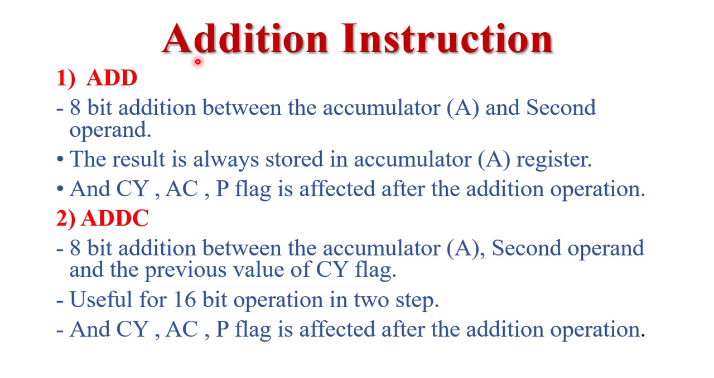Now the first instruction is the addition instruction. In the addition instruction there are two types: first is ADD, that is addition, and second is addition with carry, that is called ADDC. In the case of ADD, 8-bit addition between the accumulator and the second operand is performed and the result is always stored in the accumulator register. After the operation, the carry flag, auxiliary carry flag and parity flag are affected. So these are the important points of the addition instruction.